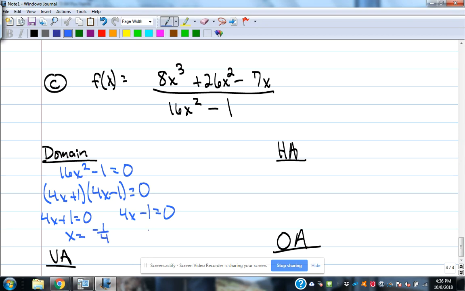Okay, so we get two answers: negative 1/4 and positive 1/4. Right. So restrictions on the domain: all x's as long as x isn't plus or minus 1/4.